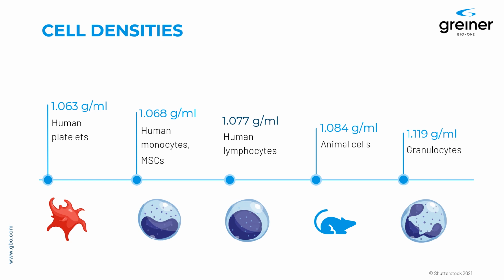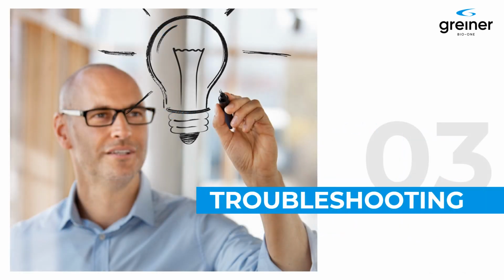Due to the slightly higher density of lymphocytes in animals, such as rodents, dog or rabbits, the use of separation medium with a density of 1.084 gram per ml or slightly higher is recommended. In case your experiment didn't go as expected, the following troubleshooting section might be helpful.